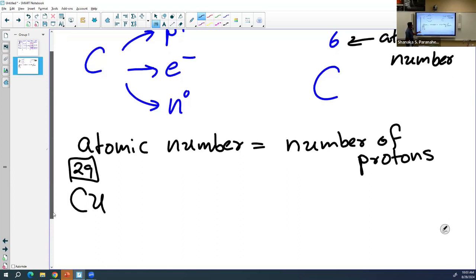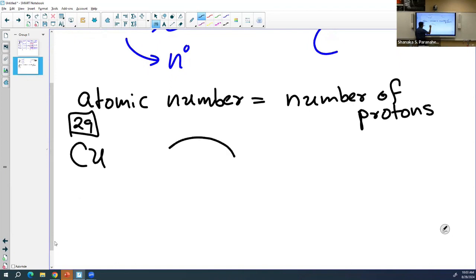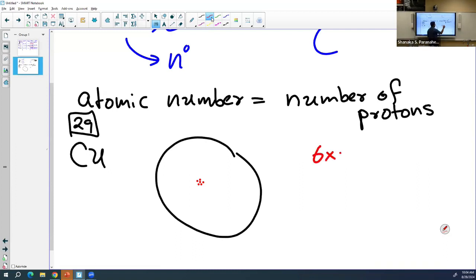The next one is the electron. This is the carbon atom. We have 6 protons in the nucleus, so that's the nucleus of the carbon atom. And if it is an atom, this atom is electrically neutral. What is the charge of a proton? +1. There are 6 protons, and each is +1. Therefore, the total charge is +6 from 6 protons.